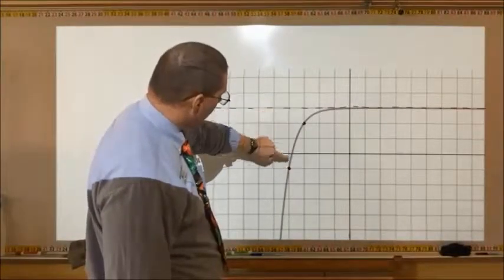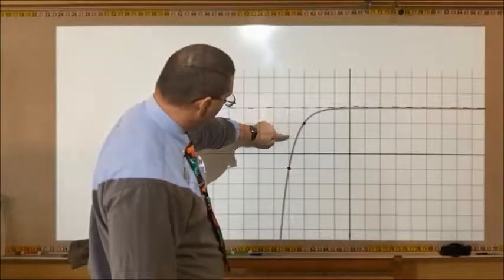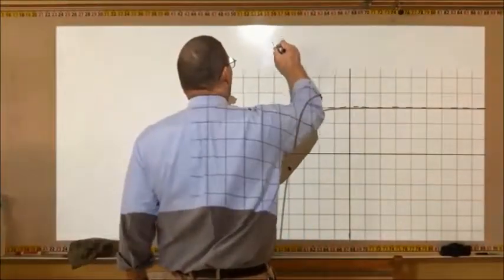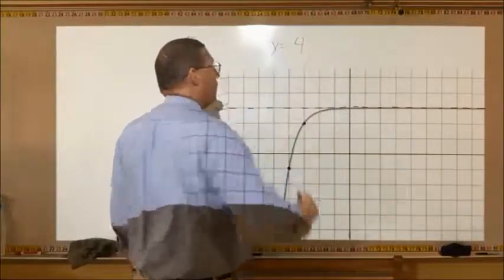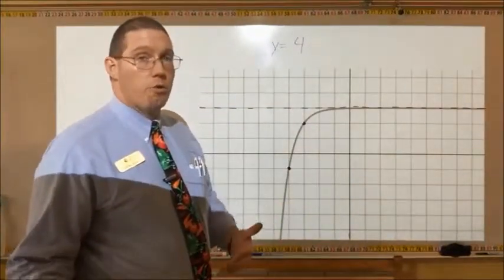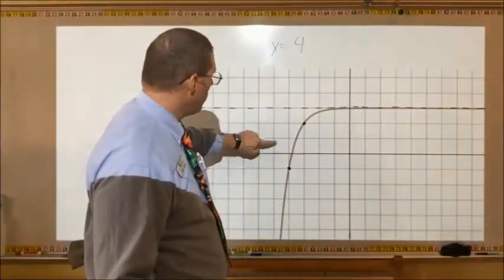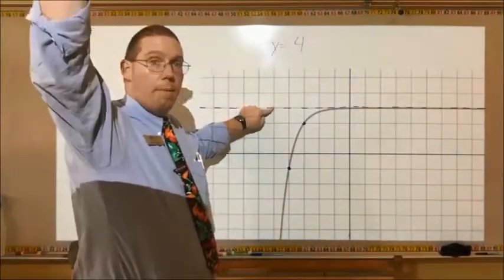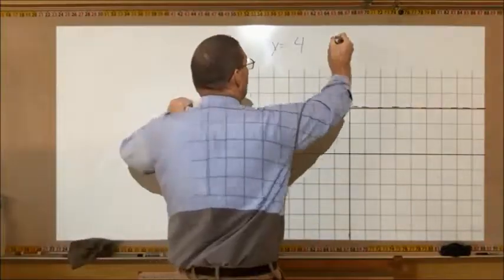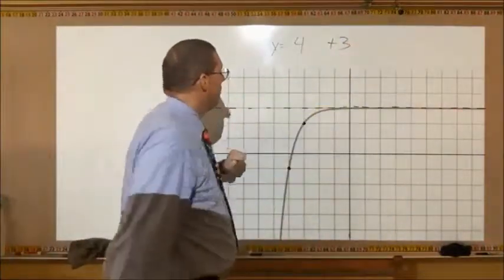How far is it from the asymptote to this dot? It's 1, 2, 3, 4. That means the base is 4. So this is going to be y equals a base of 4. Now, we need to know the vertical shift and the horizontal shift. Well, this asymptote is 1, 2, 3 units up from the x-axis. Therefore, that's a plus 3. So we're going to put a plus 3 on the end.